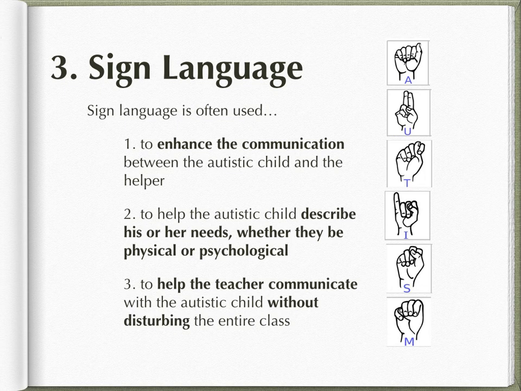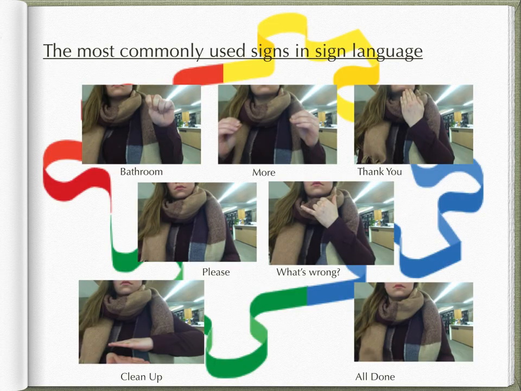Sign language. We often think of sign language to enhance the communication between the autistic child and the helper, but it also helps the autistic child to describe his or her needs, whether they're physical or psychological. Additionally, I came to notice over time that it helps the teacher communicate without disturbing the entire class with the student in need. So here are some commonly used sign language signs that were used in my classroom.